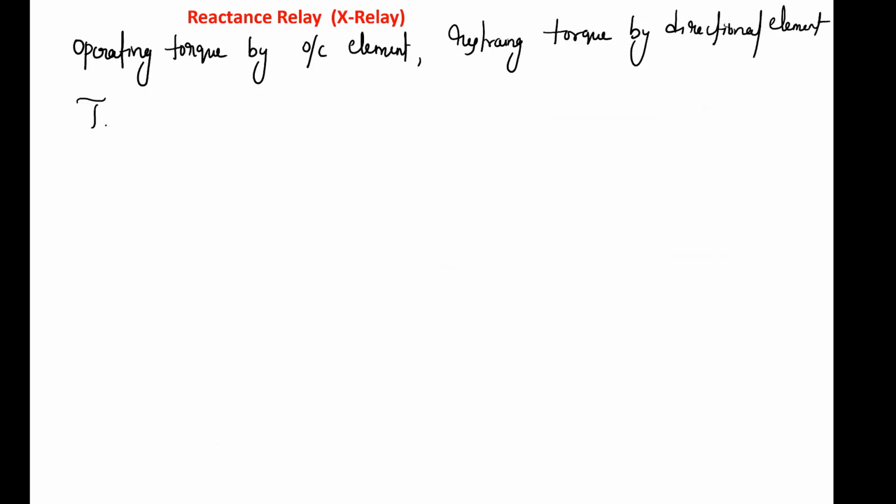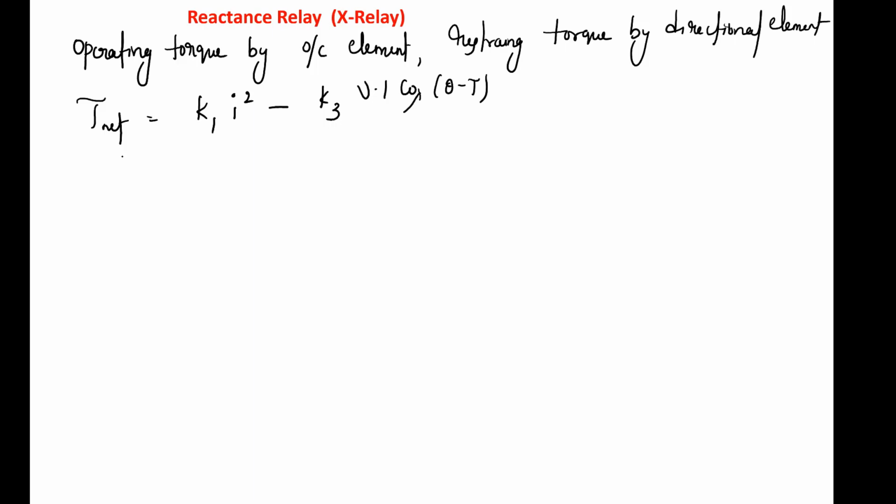So the net torque will become: operating torque is provided by the overcurrent element, that means K1 I square, and restraining torque by the directional element, that is K3 into VI cos of theta minus tau. This is the net torque equation of the reactance relay. Again, the relay operates when tau net is greater than 0. When the net torque on the relay is greater than 0, then the relay will operate.